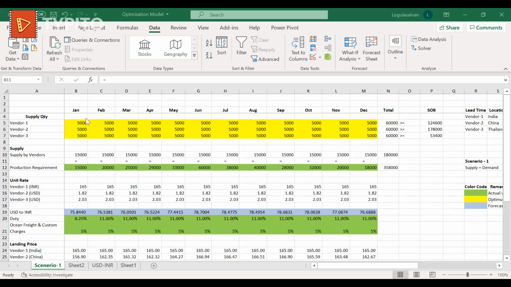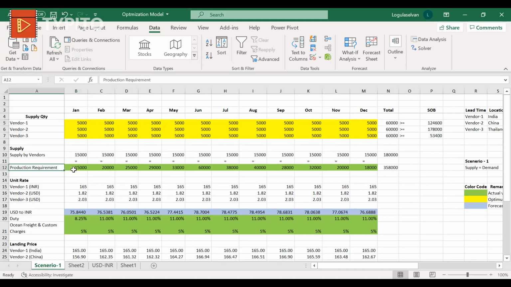We have created a template. Months are in columns. So we are in July 21. We assume that it runs from January 2022 till December 2022. And these three rows, from 5 to 7, show the supply by each vendor in each month. Initially, I am considering 5,000 per vendor per month, but that is not the actual solution, as we will see at a later stage.